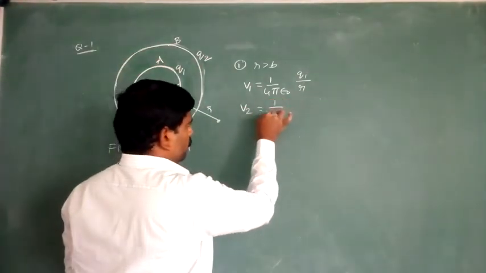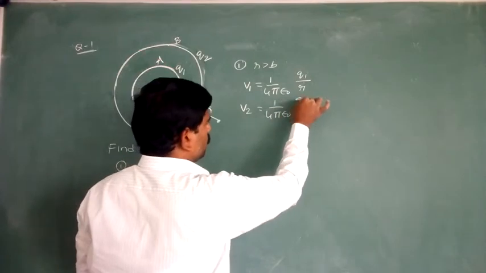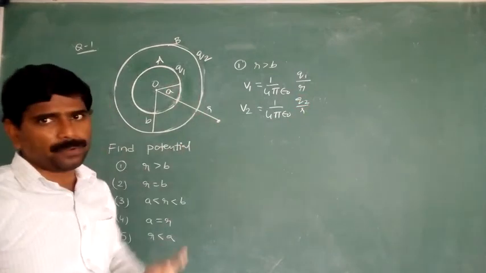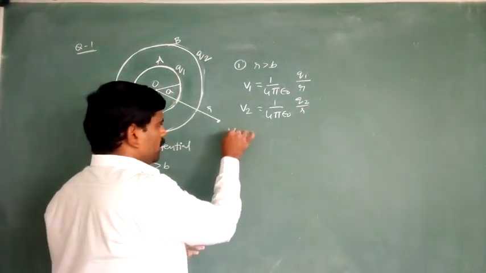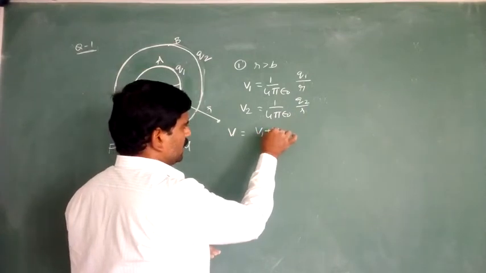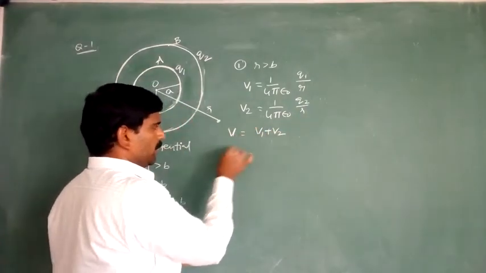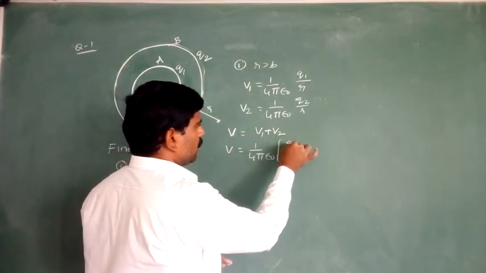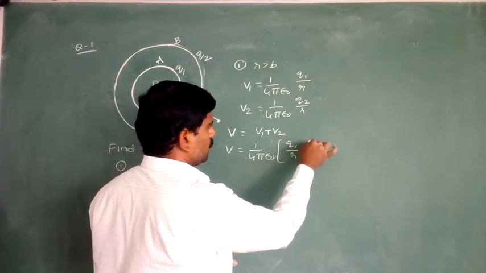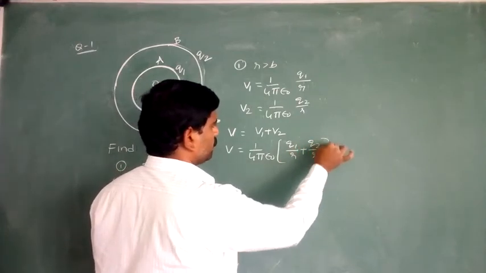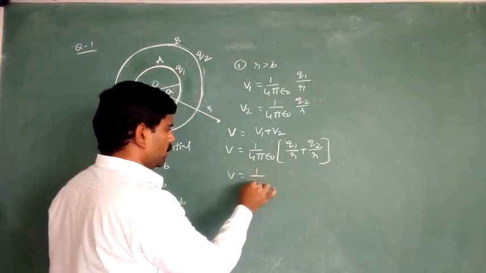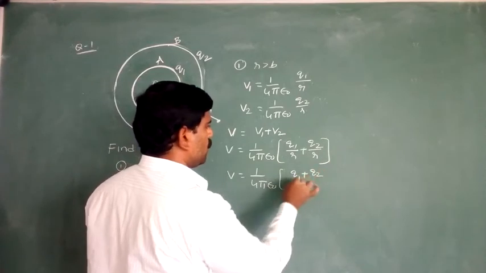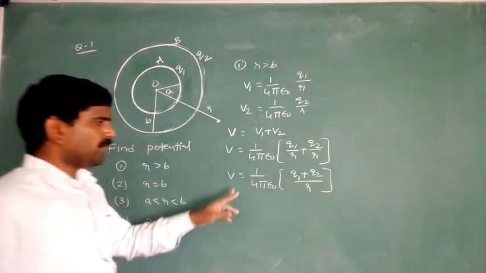So here, 1 by 4 pi epsilon naught into Q2 by R. This point is outside both the shells, that is the outer point. Therefore net potential is equal to V1 plus V2. V is equal to 1 by 4 pi epsilon naught whole into Q1 by R plus Q2 by R. That is, V is equal to 1 by 4 pi epsilon naught into Q1 plus Q2 whole by R. That is for the first one.